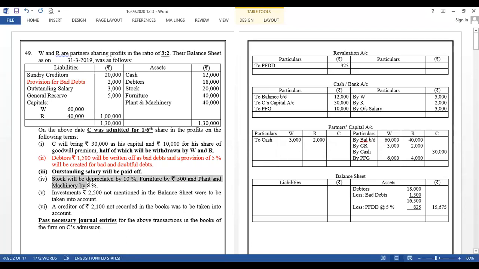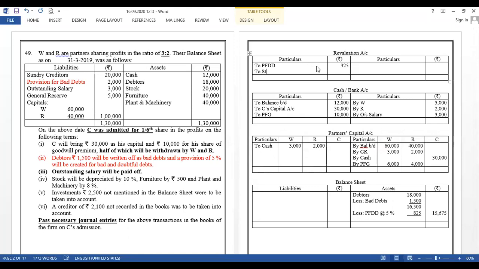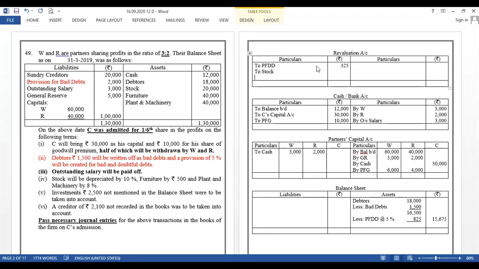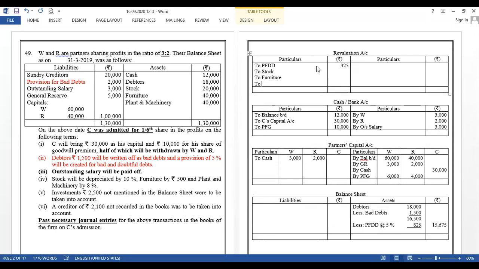Now these very simple adjustments are repeated over here. Now stock will be depreciated by 10%. So what is the value of stock over here? Stock can be seen as rupees 20,000. So let me write over there, to stock. Again, I can see furniture is also to be depreciated. So let me write furniture over there, as well as plant and machinery. So to plant and machinery. So all these three are to be depreciated. Let us now write the values one by one.